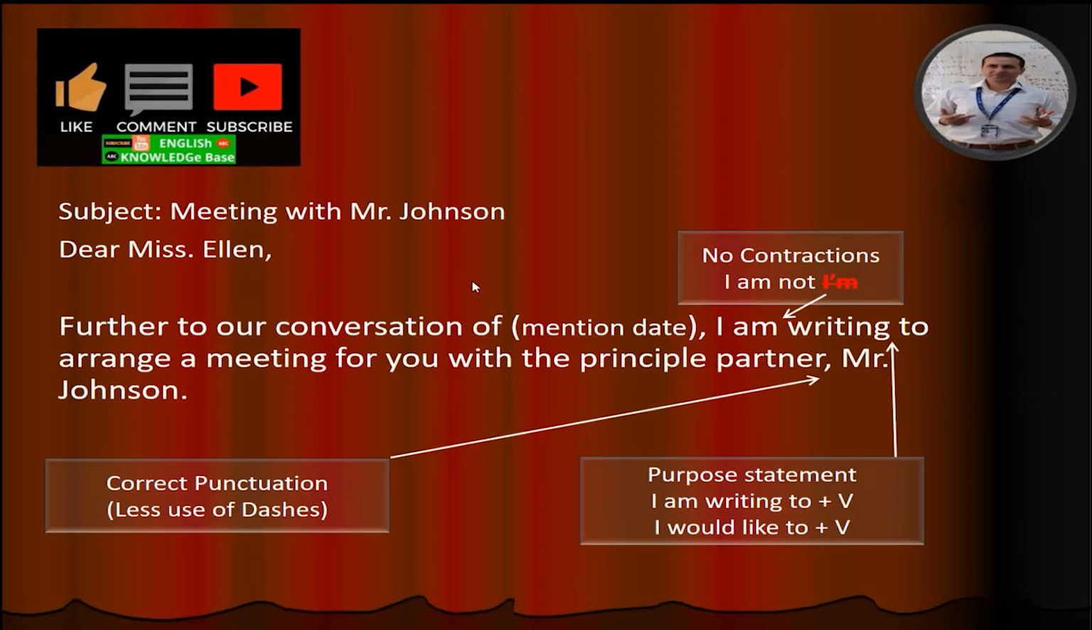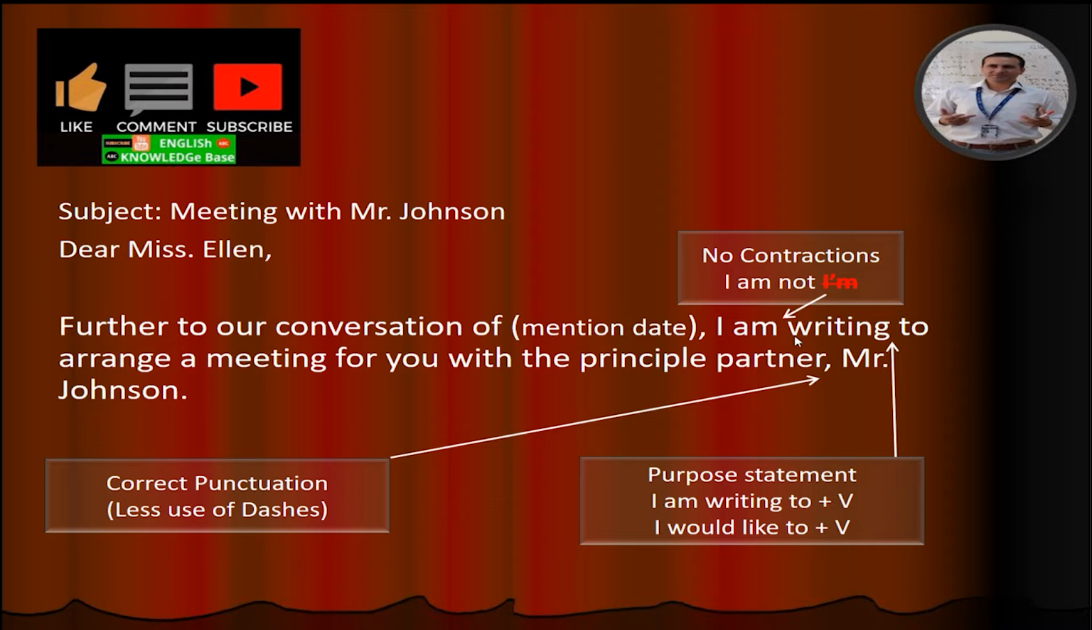Next we have the same text, and only one thing more is added. I am writing to arrange a meeting for you with the principal partner, Mr. Johnson. Here we have I am writing to. Here we have no contractions in formal, official or business emails. I am, not I'm. And here we have the correct punctuation. A comma is used to separate words. Correct punctuation, less use of dashes.